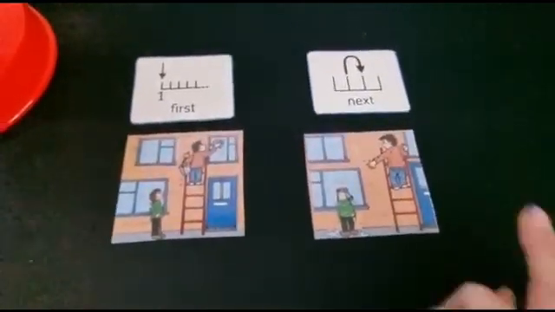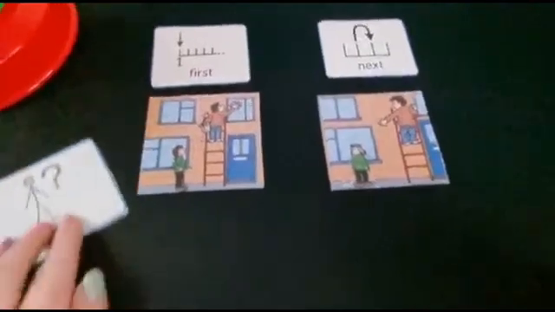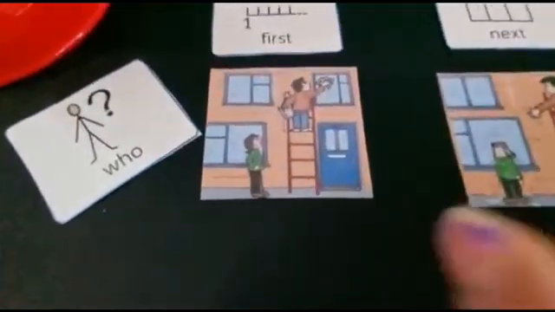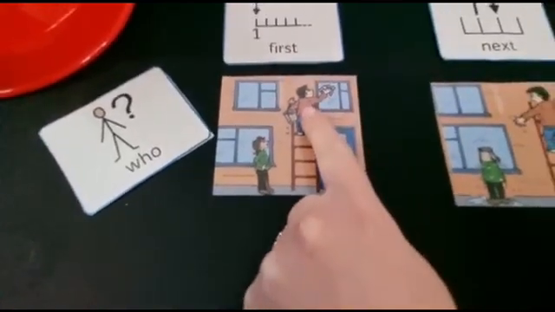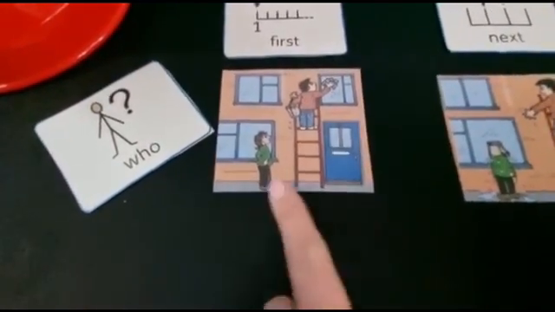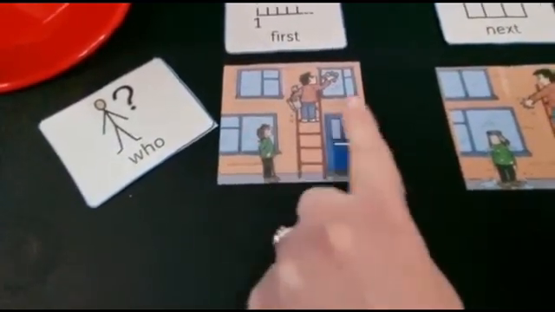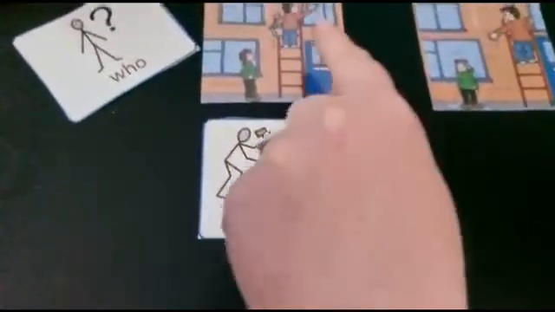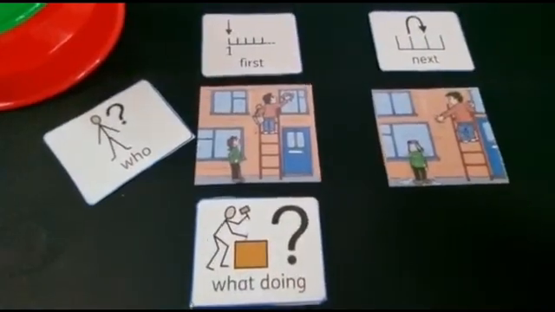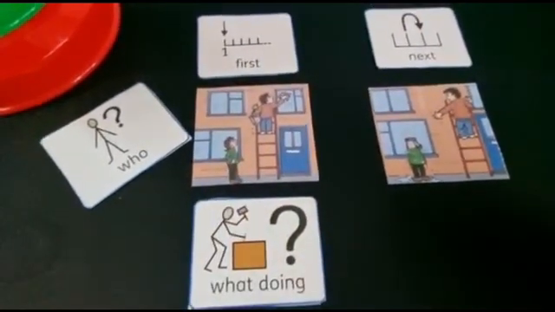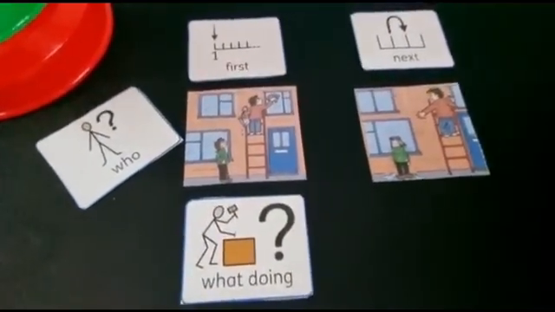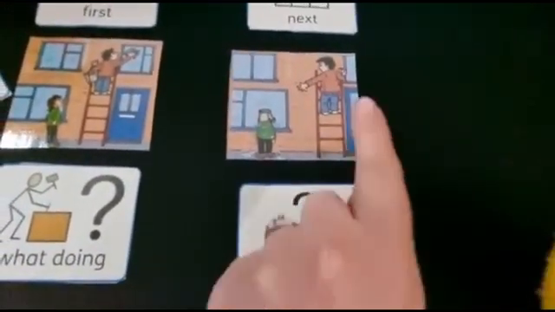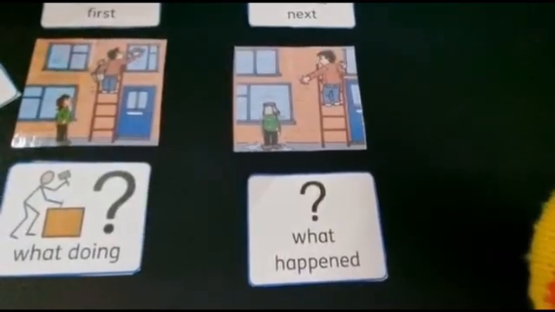We can also talk about who. Who is in this picture? We can talk about pronouns. So we talk about the man and the girl. So who is in the picture? What are they doing? They are washing and she is looking. And what has happened? So we can say the man has dropped the bucket on the girl's head.